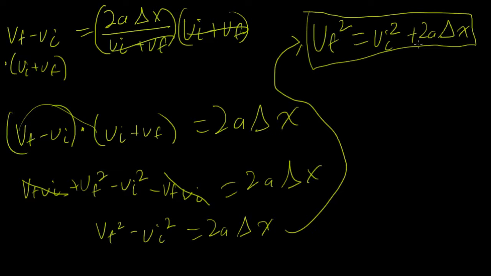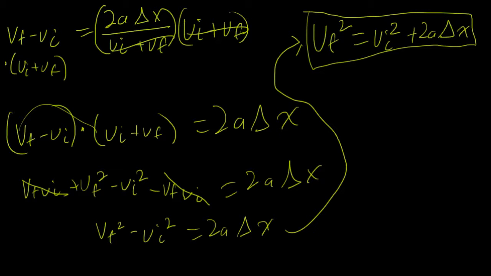Vf squared equals Vi squared plus 2A delta x. And this formula doesn't include time, which is what we wanted. We wanted a formula that didn't include time. So now we have 4 different formulas, and each one doesn't include one of the 4 constants or variables. We have one that leaves out acceleration, one that leaves out distance, one that leaves out time, one that leaves out initial, one that leaves out final. So we should be in pretty good shape.